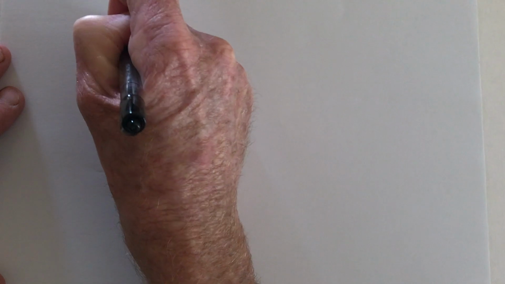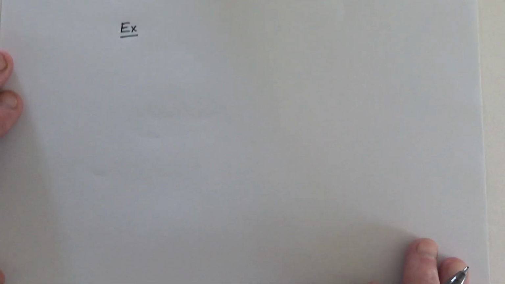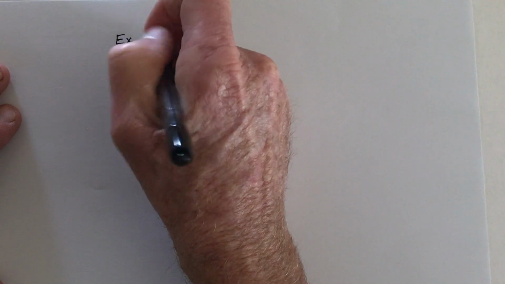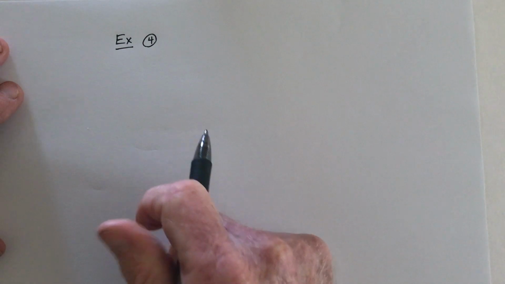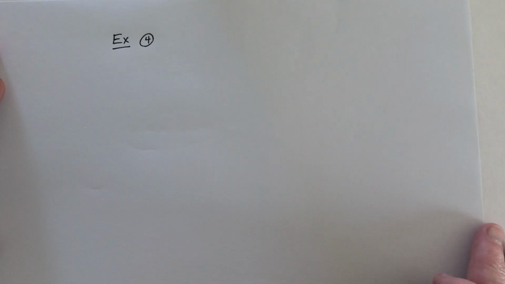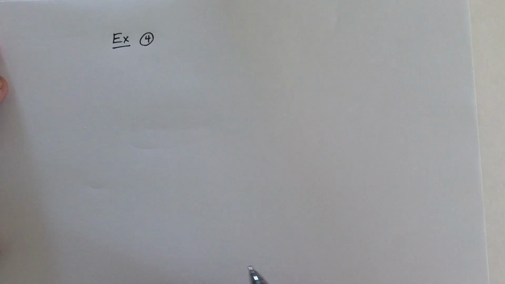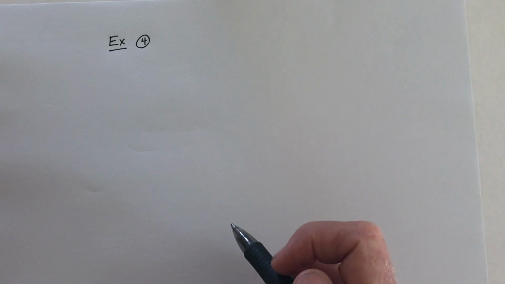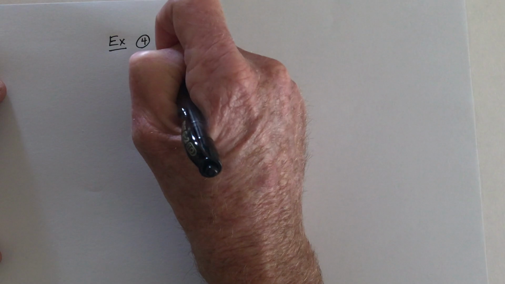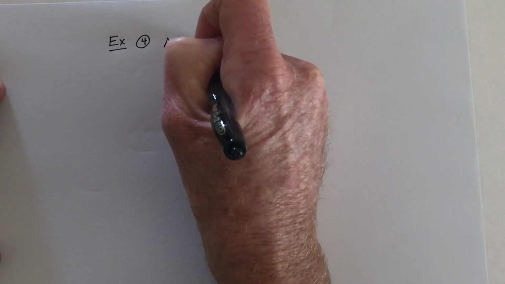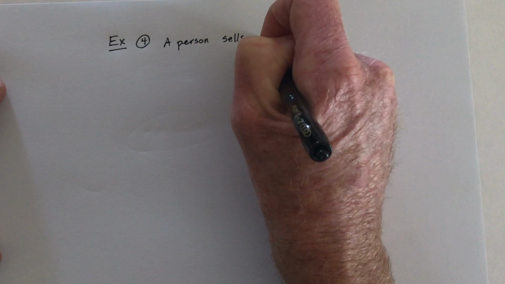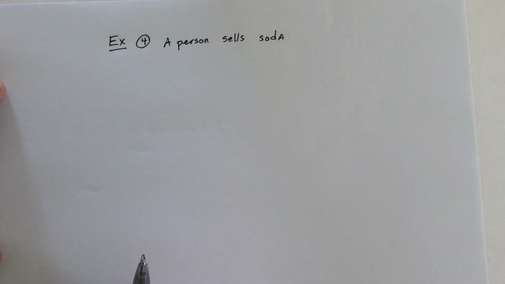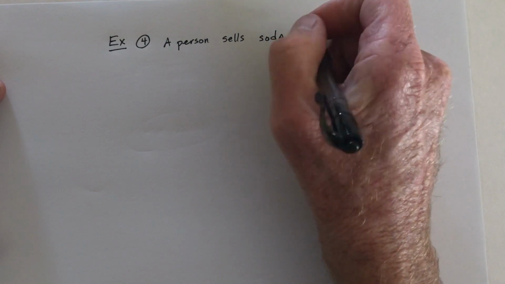So for example number 4, this is a sales type situation, and it's pretty common to have these. The one that I'm thinking of is when you leave a sporting event or a concert or something like that, there's people outside selling hot dogs and sodas and stuff like that, much cheaper than in the football game or the concert or whatever. So a person sells, and we'll just go with sodas because that's faster to write than hot dogs.